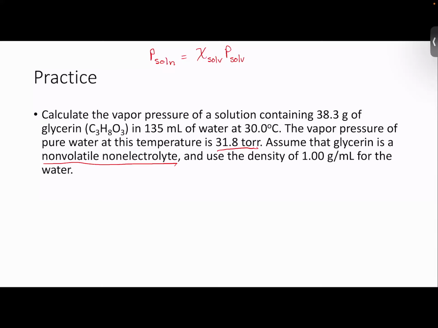Now, to be able to do this, I'm going to need the mole fraction of the solvent, which again is going to be equal to the moles of the solvent.